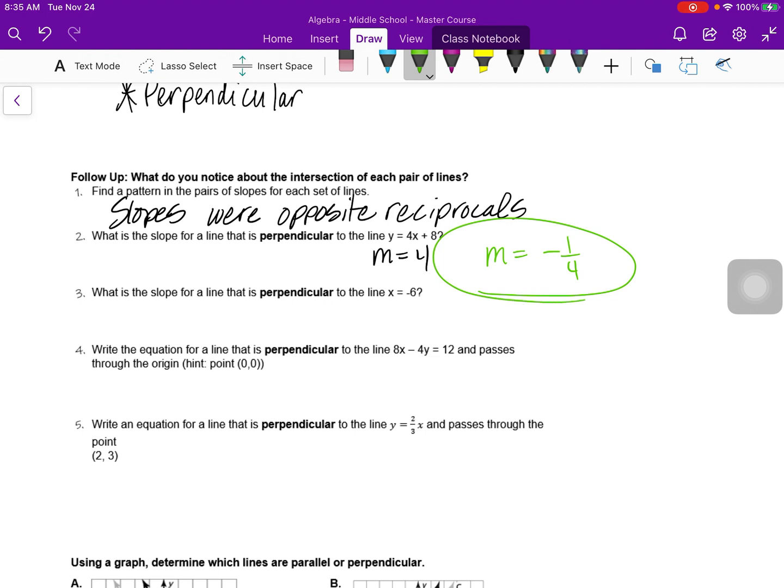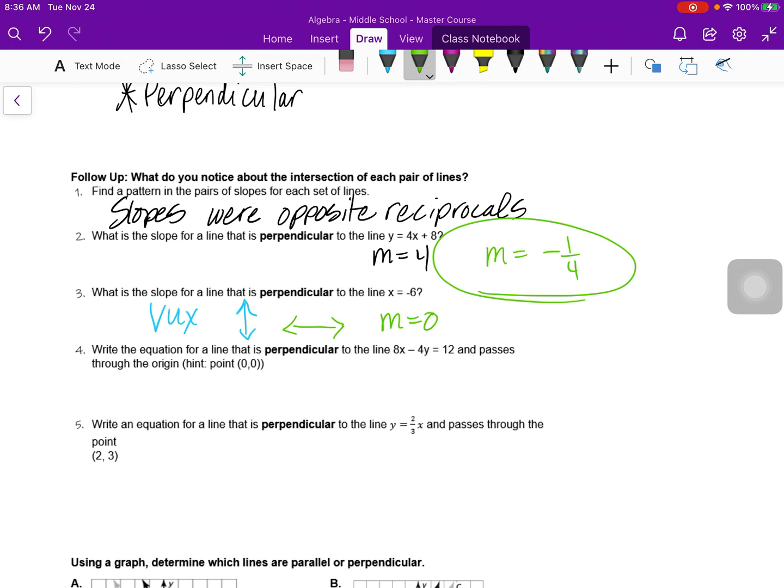Okay, same thing with number 3 in the given line. Now look at this one. So this is an x equals equation. So remember, this is our VUX. It is a vertical line. It has a slope that is undefined, and it's an x equals equation. So what do you think the slope of a perpendicular line to a vertical line would be? Of course, that would be a horizontal line. So we need a horizontal line, and that has a slope of 0.